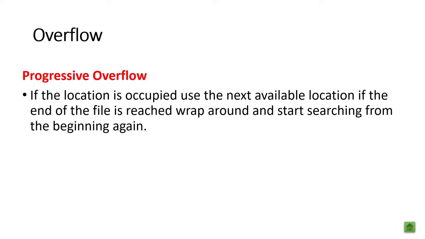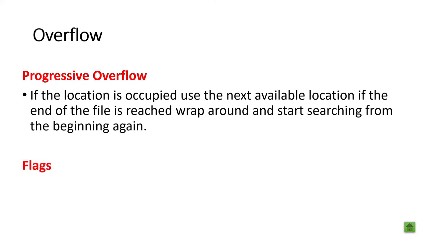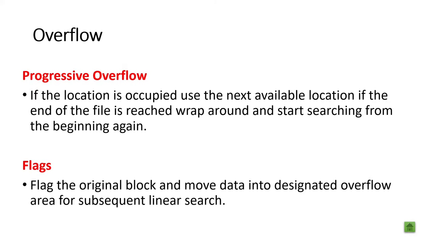Overflow. Progressive overflow. So when we reach the end of the file, if the location is occupied, use the next available location. If the end of the list of the file is reached, we wrap around and start again. So if I go back to this, progressive overflow says we're full, so we're going to go back to the start and we're going to keep looping round to see if we've got a spare space back in the position where we were. It's not massively efficient. Or we can use flags. So we flag the original block and we move the data to the overflow and we linear search it. That's the default. That's what we normally do.